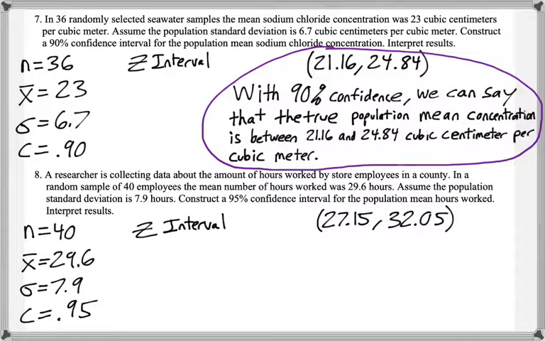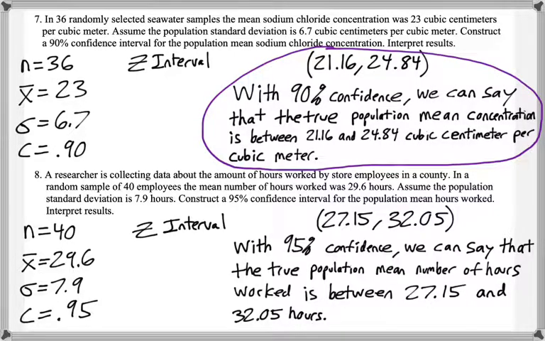And what that means is, with 95% confidence, we can say that the true population mean number of hours worked is between 27.15 and 32.05 hours.